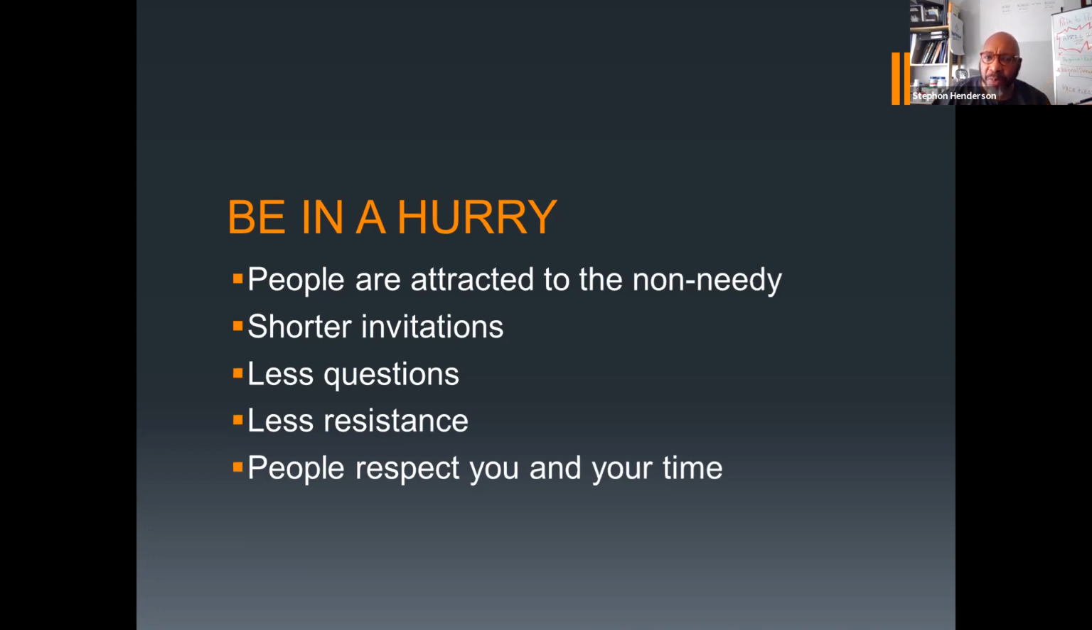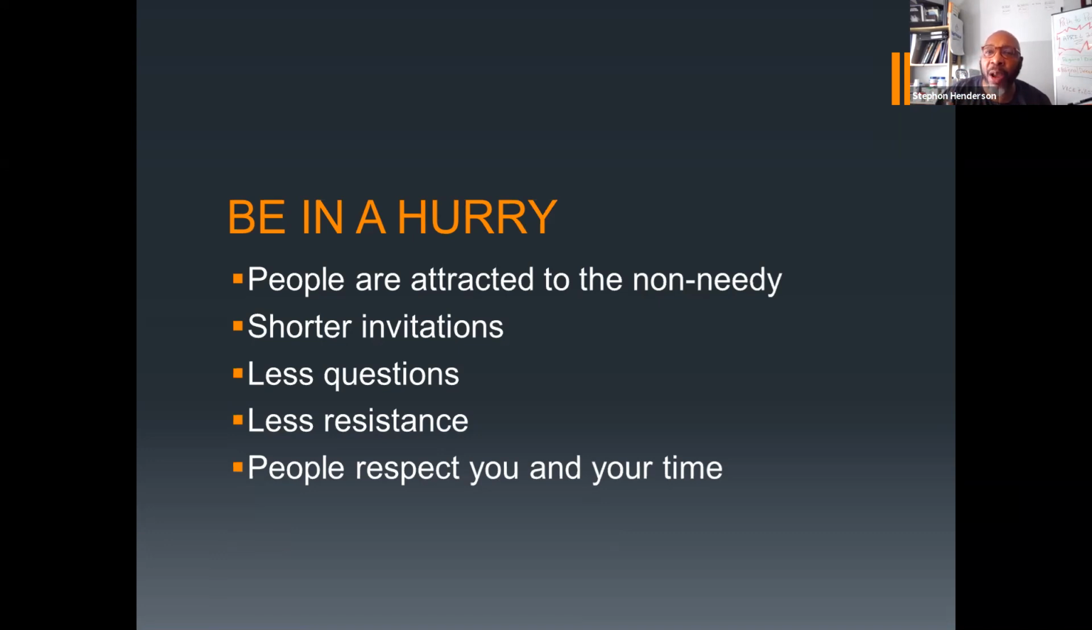Now here's the thing. If you're in a hurry, then you're not dealing with their questions, because if you deal with their questions, then they're in control. You want to be in control of the interaction. And then there's less resistance, because you're not in front of them very long, so you're not dealing with the resistance, or what could be called an objection. You're not dealing with it right now.